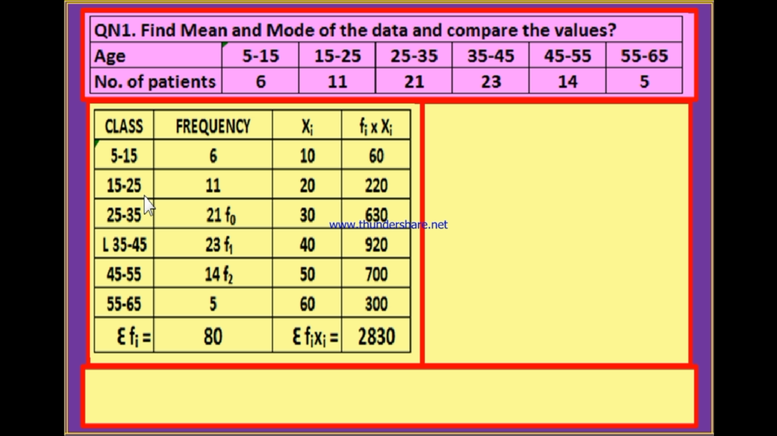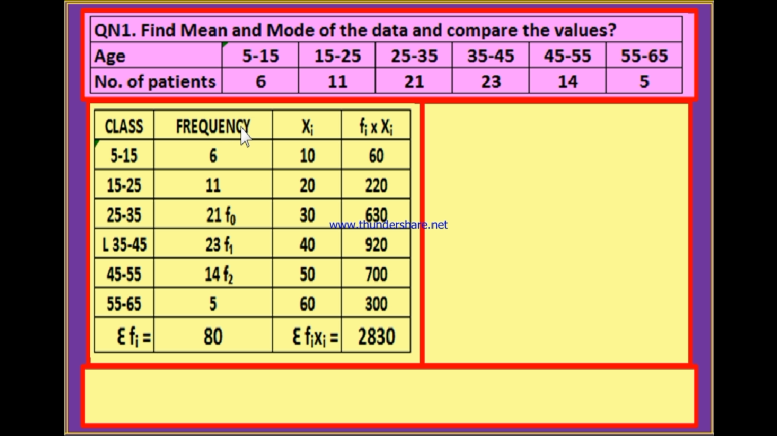15 plus 25 is 40. 40 divided by 2 is 20. 25 plus 35 is 60. 60 divided by 2 is 30. 35 plus 45 is 80. 80 divided by 2 is 40. 45 plus 55 is 100. 100 divided by 2 is 50. 55 plus 65 is 120. 120 divided by 2 is 60. We got the mid values.